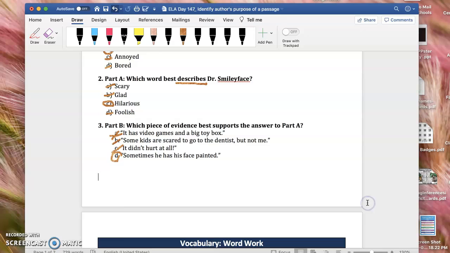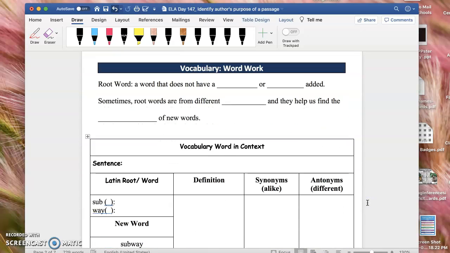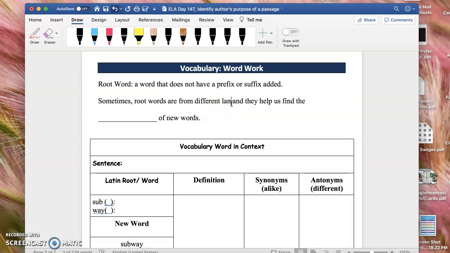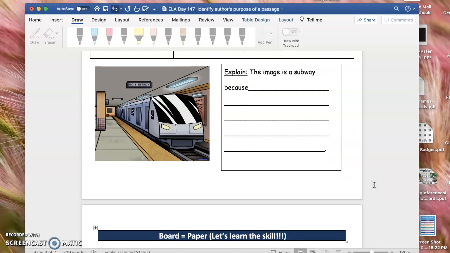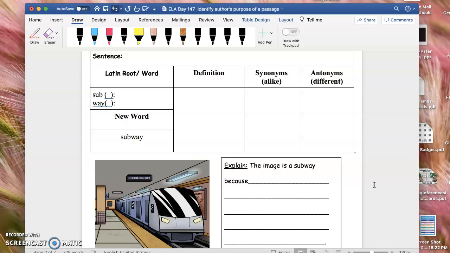Let's go ahead and move on with our vocabulary. So guys, you know that we're still working on finding new roots this week. We've been talking about Greek and Latin roots, right? We know that a root word is a word that does not have a prefix or a suffix added. And when we think about root words, sometimes they come from different languages. We talked about this yesterday, and they help us find the meaning of new words. Today we're talking about the Latin or Greek root sub, right? And then the root word way. So this would be the Latin root. And then way is a root word.